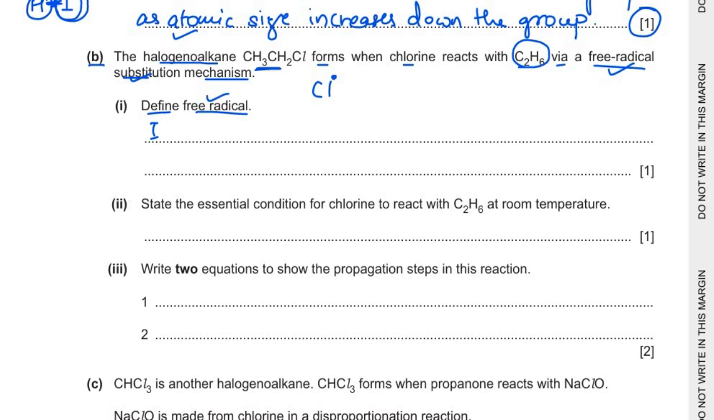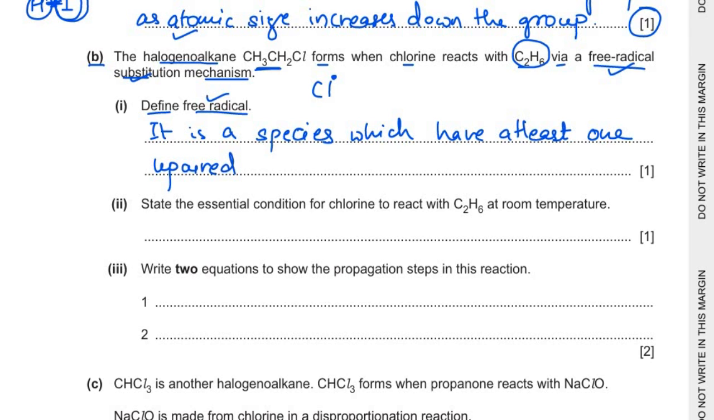A free radical is a species, an atom or a group of atoms. I'm just writing species in common because it can be an atom or a group of atoms or a molecule. So it is a species which has at least one unpaired electron. As the electron is unpaired, it can react very easily to gain one more electron, and that's why free radicals are very reactive. So we can write that they are species which have at least one unpaired electron.